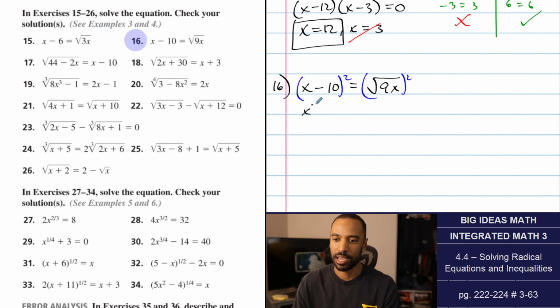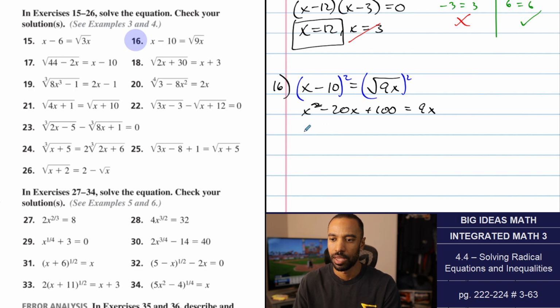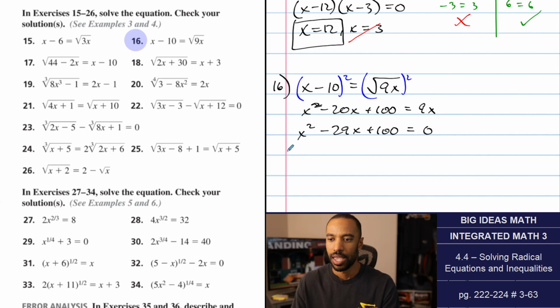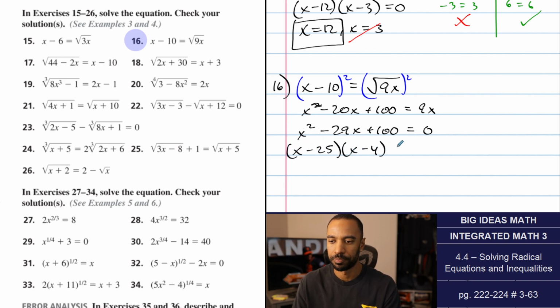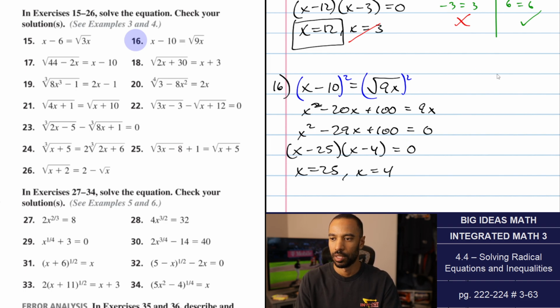And this becomes x squared minus 20x plus 100 equals 9x. Same process as before. We're going to subtract 9x from both sides. I'm having a lot of trouble with the writing here. Equals 0. And this factors into x minus 25 times x minus 4. So these two solutions here are 25 and 4.